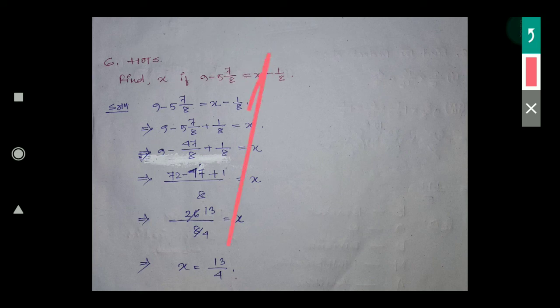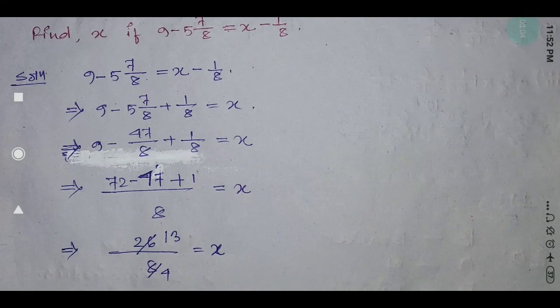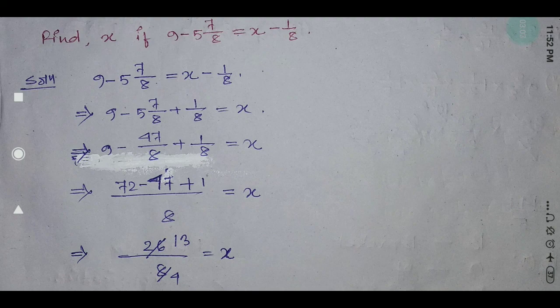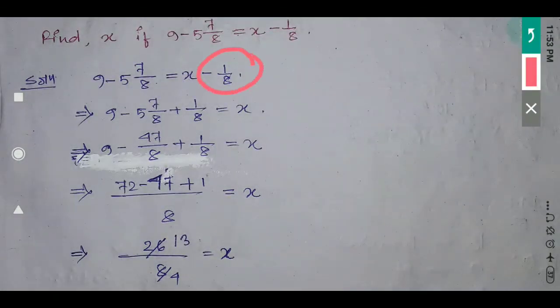Let me check it once. 9 minus 5 7 by 8 is equal to x minus 1 by 8. So the minus 1 by 8 I have shifted to this side. If I shift it to this side, it will be plus, because I have changed the side. So 9 minus 5 7 by 8 plus 1 by 8 is equal to x. I have kept x on that side only, no change for x, only the numericals I have shifted.